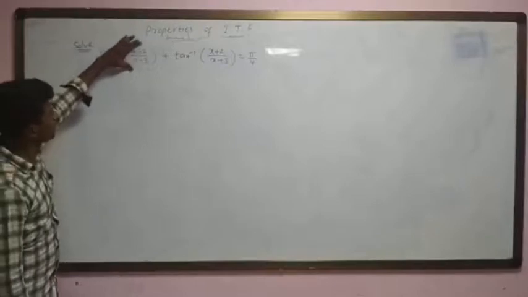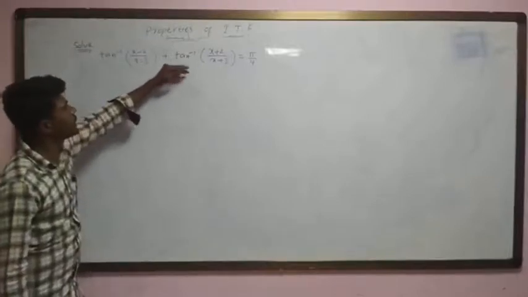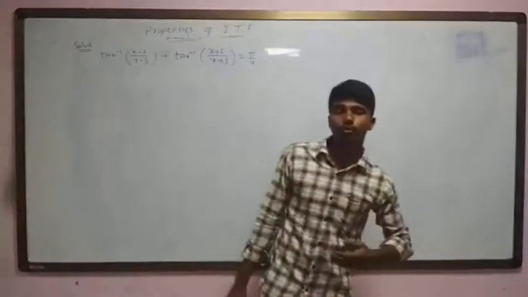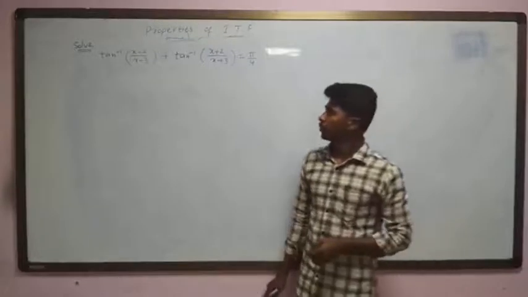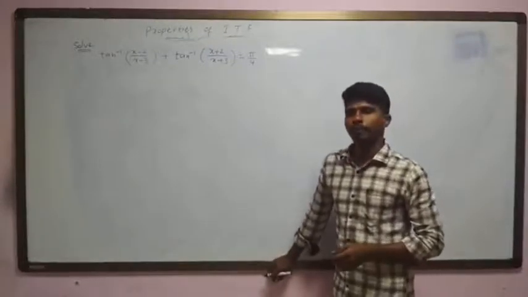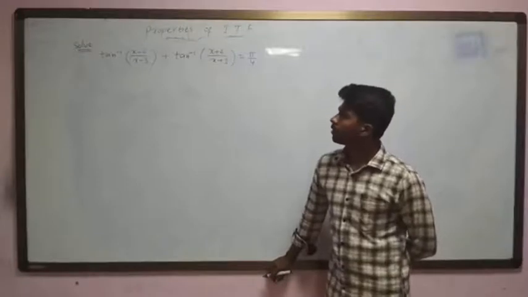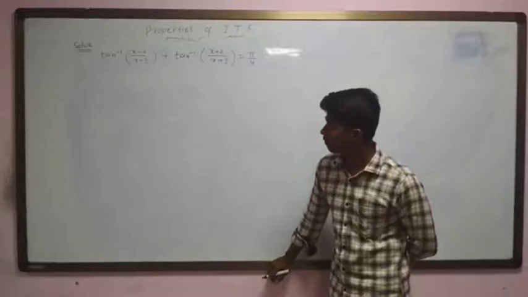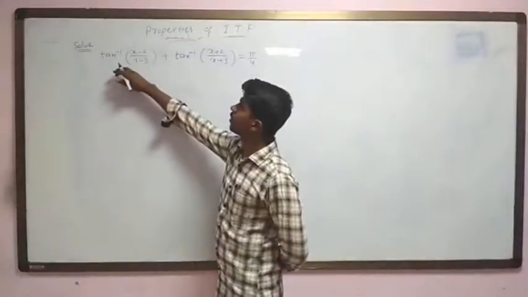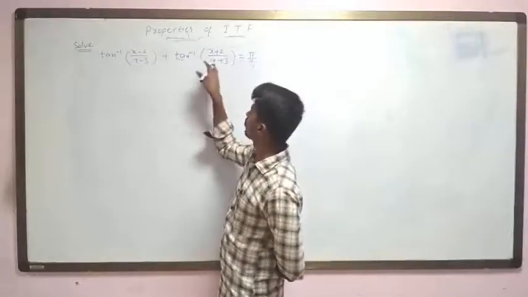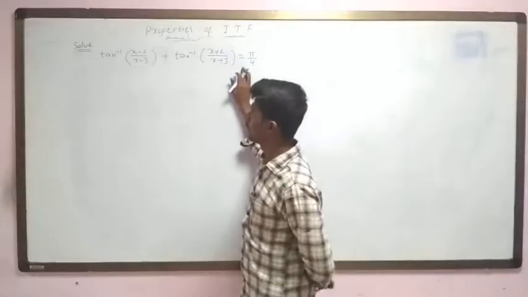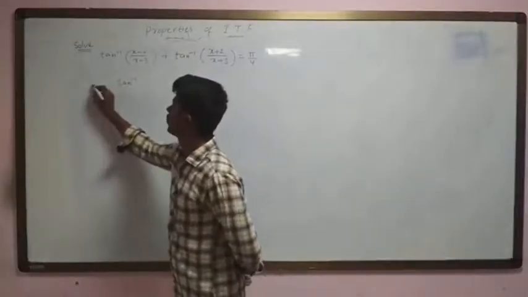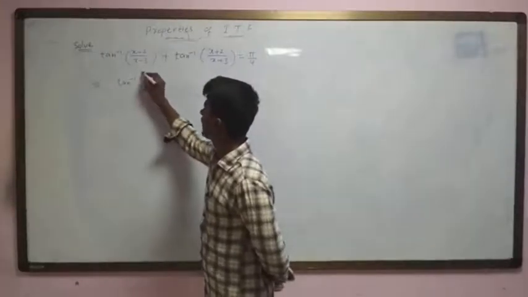Tan inverse of x minus 2 by x minus 3 plus tan inverse of x plus 2 by x plus 3 equal to pi by 4. So solve. Whenever they say solve, we have to find the x value. So we simplify this one and we find out the x value. This is in the form of tan inverse x plus tan inverse y, which is equal to pi by 4. Tan inverse x plus tan inverse y can be written as tan inverse of x plus y.